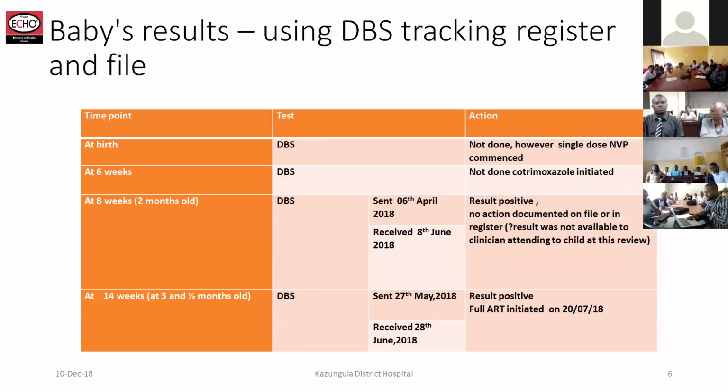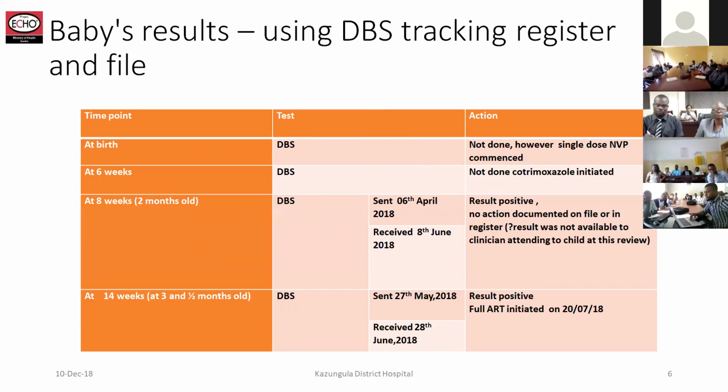For the baby's results, at birth, DBS was not done. However, single-dose nevirapine was commenced. At 6 weeks, DBS was still not done, and cotrimoxazole was initiated. When he was 2 months old, DBS was collected. It was sent on the 6th of April this year. Results were positive, and they were received on the 8th of June this year.